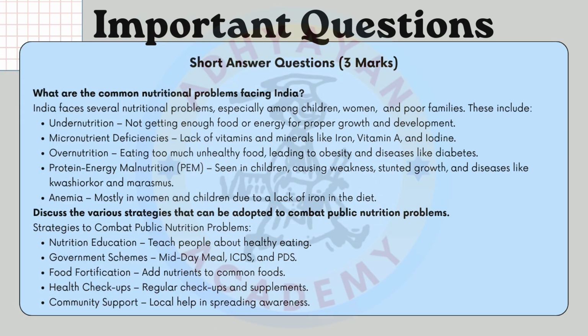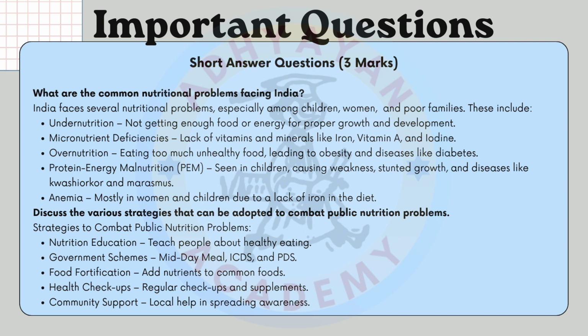Short answer questions, 3 marks. What are the common nutritional problems facing India? India faces several nutritional problems, especially among children, women, and poor families. These include undernutrition, not getting enough food or energy for proper growth and development. Micronutrient deficiencies, lack of vitamins and minerals like iron, vitamin A, and iodine. Overnutrition, eating too much unhealthy food, leading to obesity and diseases like diabetes.